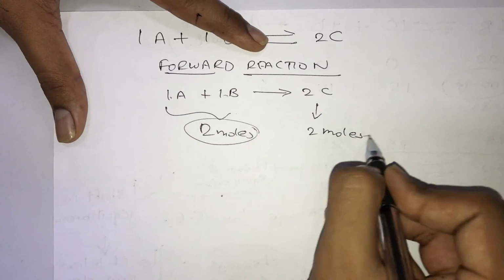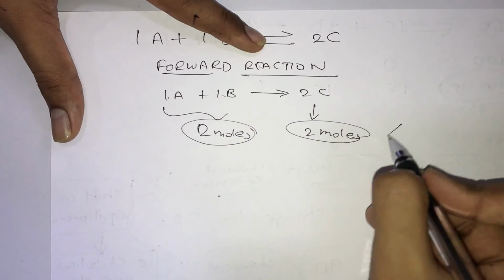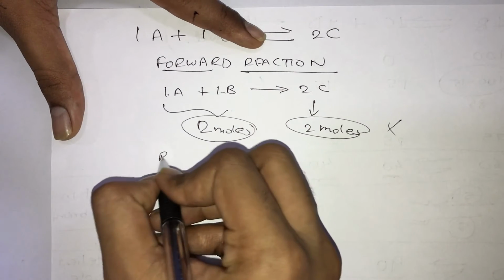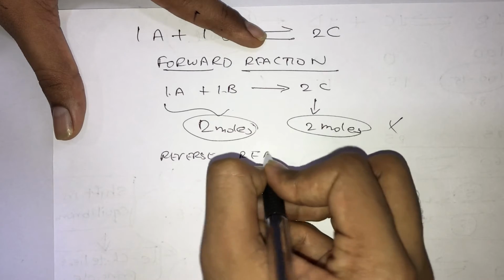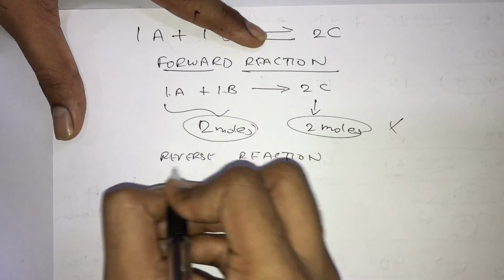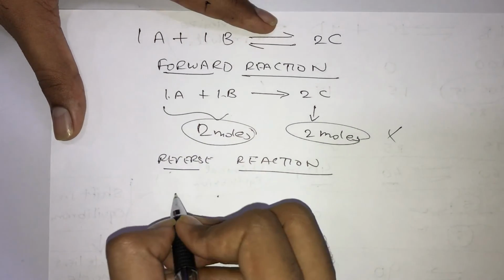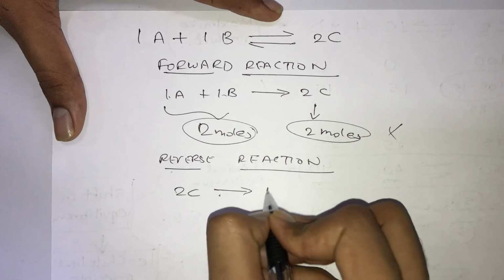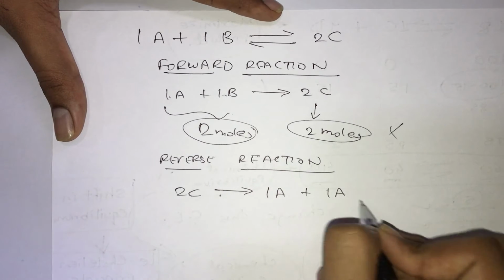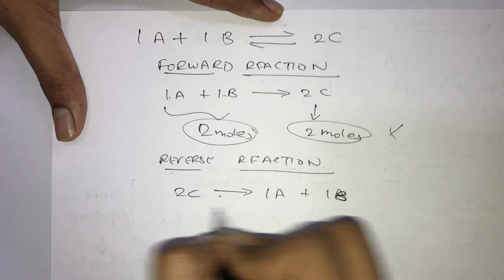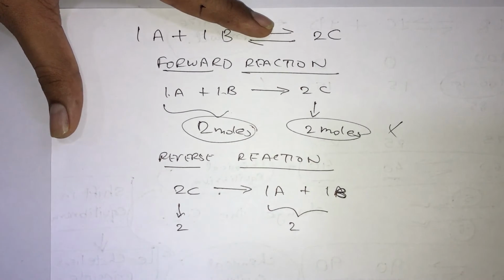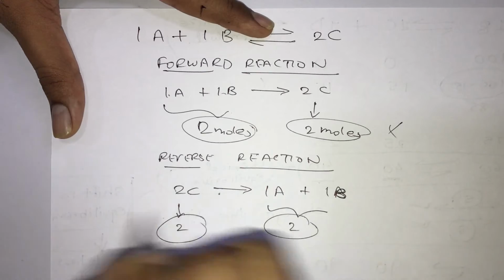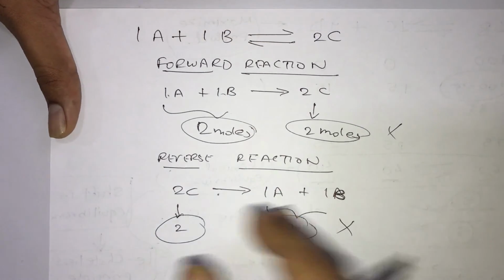So is there any change in number of moles? No, there is no change in number of moles. Similarly, if you consider a reverse reaction, what is a reverse reaction? 2C converting into 1A plus 1B. Again here 2 moles are getting converted into 2 moles. So is there any change in the number of moles? No, there is no change in the number of moles.